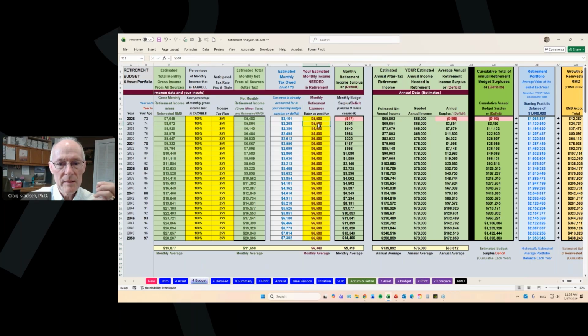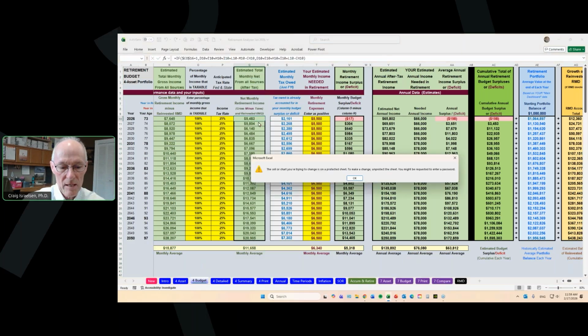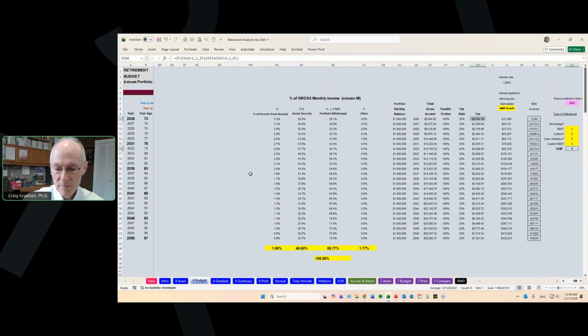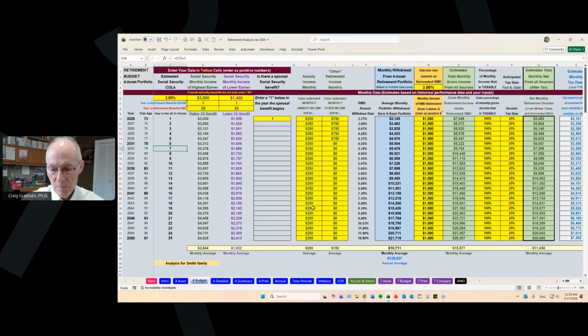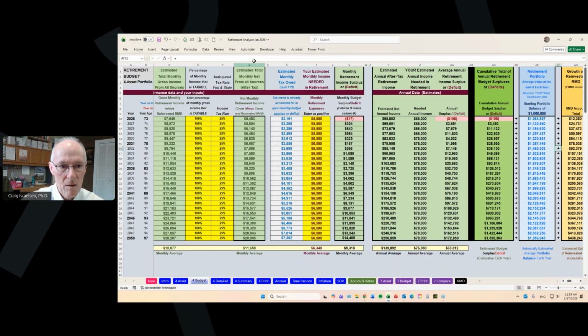This is the monthly expenses for me, or my household, or whatever group you're thinking about. And here in column Q, this is your estimated total monthly net income after tax. This is your take home pay right here, column Q.